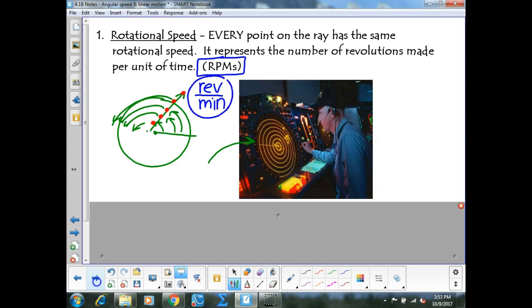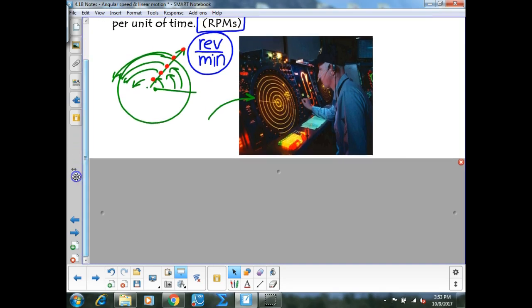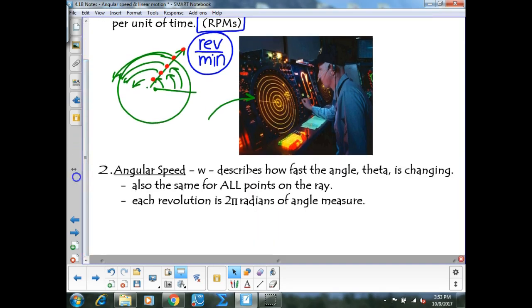We're really going to take close watch of the units throughout this unit. So we have rotational speed: how many times are we going around this circle every minute? We also will be talking about angular speed. We can use the variable w to represent angular speed, and it's just describing how fast the angle is changing. How fast is theta changing?